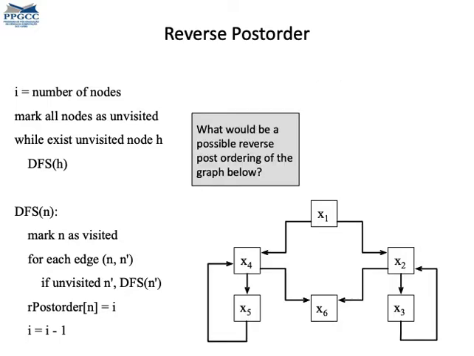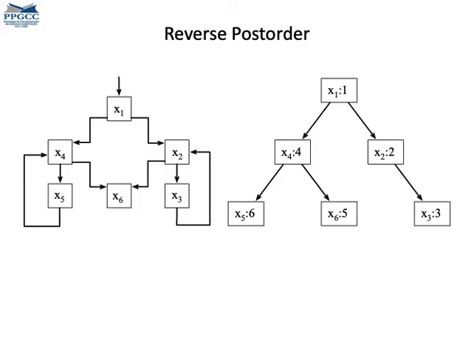For instance, let's try to apply reverse post-order in this graph. On the right, you can see the tree that we would obtain using DFS. Notice that more than one tree can exist for the same graph. Anyways, the numbers next to each label give us the reverse post-order. So the last node would be x5 and the first would be x1.